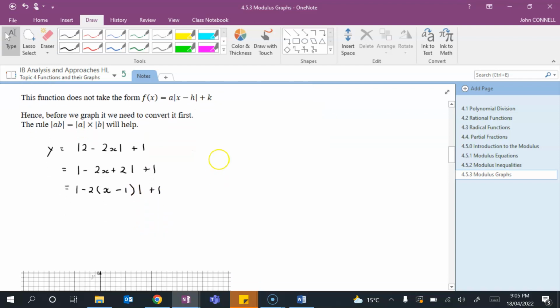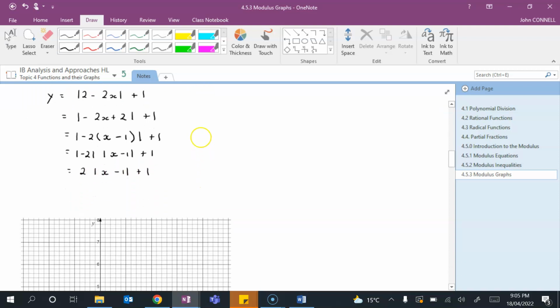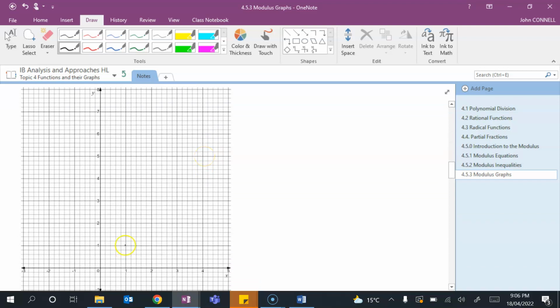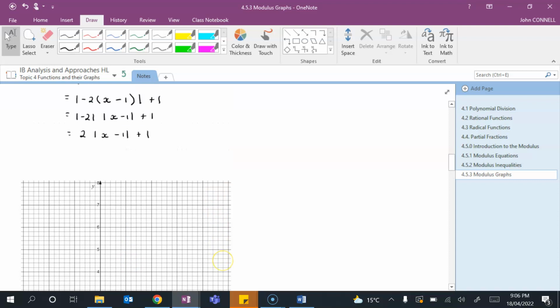Now I'm ready for my rule. I can write it as the modulus of minus 2 times the modulus of x take 1, because these two were multiplied, and I can split the modulus up across a multiplication. Now the modulus of minus 2 is just 2, so it'll be 2 modulus of x take 1 plus 1. So my cusp occurs at (1, 1). So I'll just write that down, cusp at (1, 1).